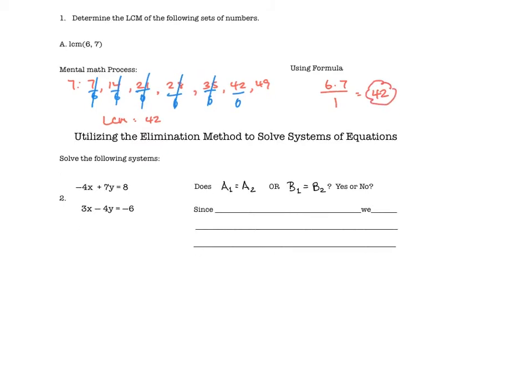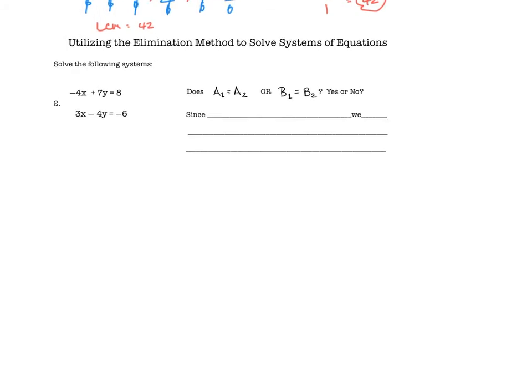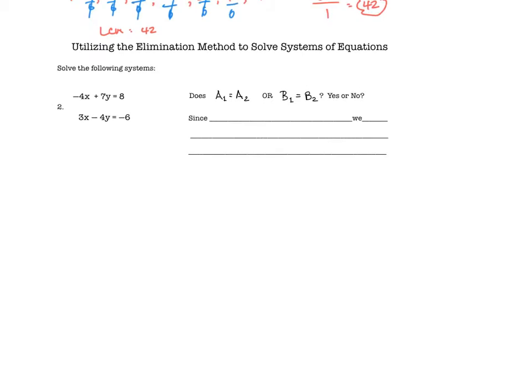All right? So putting that all together and utilizing the elimination method to solve these systems. First off, do the A's equal A's and do the B's equal B's? Now again, it's really, honestly, the absolute value of the A's and the B's.